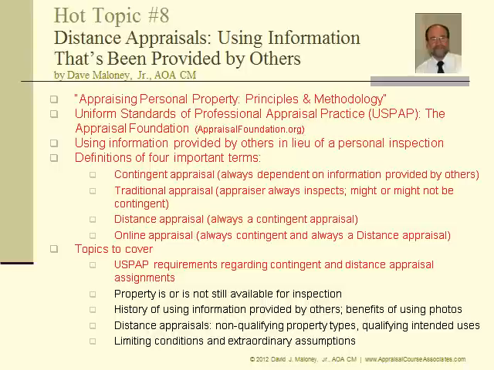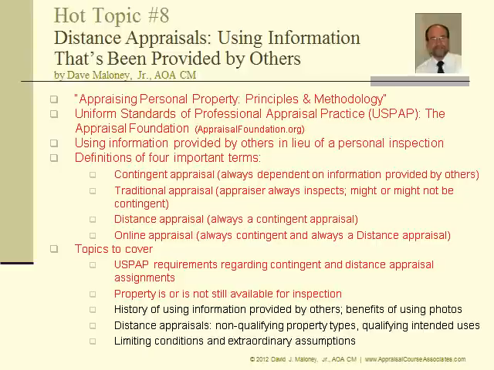We'll also note the importance of dividing property into two categories: property that is still available for inspection, and property that, for whatever reason, is no longer available for inspection. By the way, when the property is no longer available for inspection, the appraiser obviously has no option other than to forego a personal inspection of the property and instead to make use of information, including photographs, provided by others.